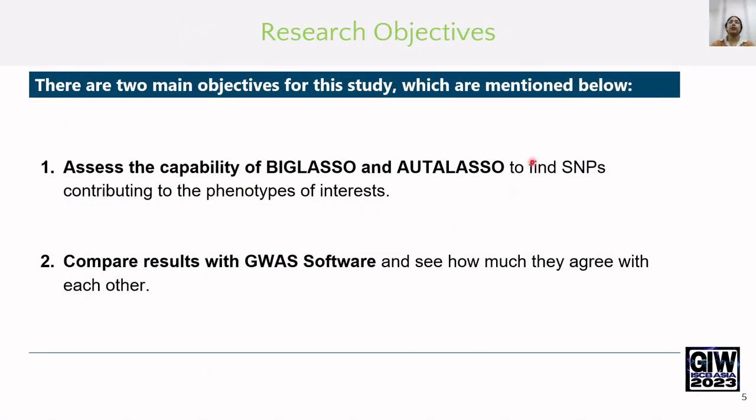There are two main objectives of this research. First, assess the capability of Big Lasso and Iota Lasso to narrow down the feature set, providing a focused and relevant set of genetic markers. Second, contrast the outcomes of lasso-based methods with established GWAS software such as Blink, Tassel, Capit, or FastLMM and see how much they agree with each other.